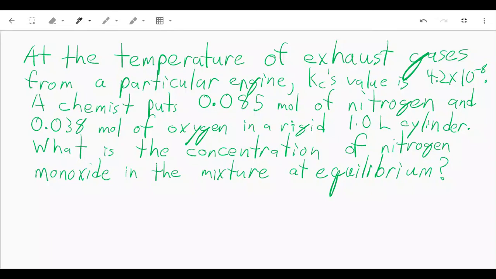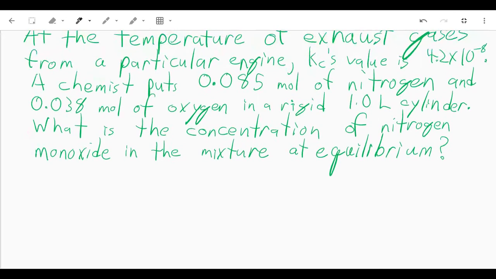Here we have another equilibrium problem. At the temperature of exhaust gases from a particular engine, Kc's value is 4.2 times 10 to the negative 8. A chemist put 0.085 moles of nitrogen and 0.038 moles of oxygen in a rigid 1 liter cylinder. What is the concentration of nitrogen monoxide in the mixture at equilibrium?